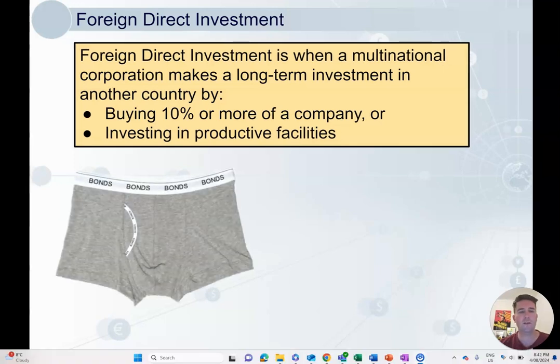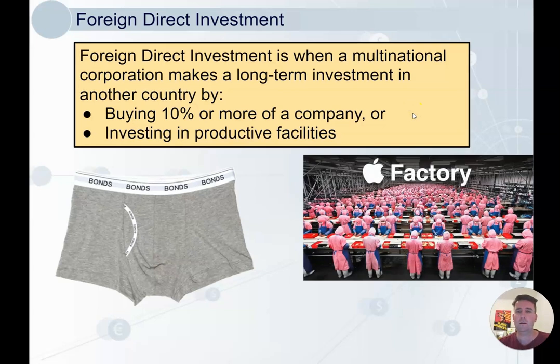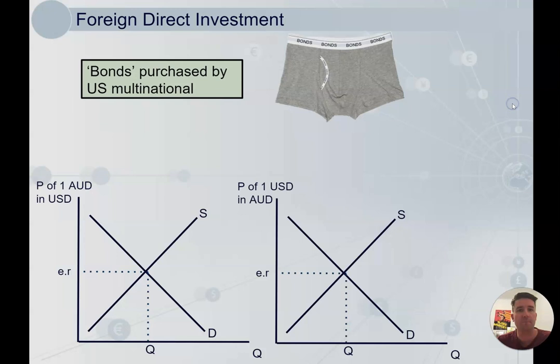So Bonds, we know them, the underwear company. Now, something that has happened with them is they've been bought by a US multinational. So that is foreign direct investment. They've bought 10% or more of our company. Okay, and US again, Apple have invested heavily in factories in China. That's where all their iPhones and iPads, etc., are put together, as far as I'm aware. It's a bit like Squid Game there. It's a bit weird, but that's what their factory looks like.